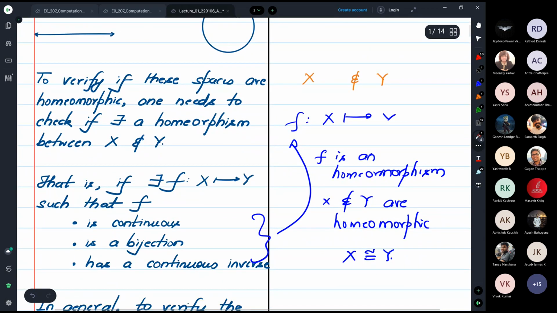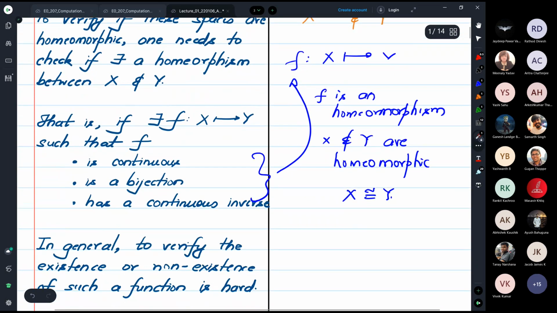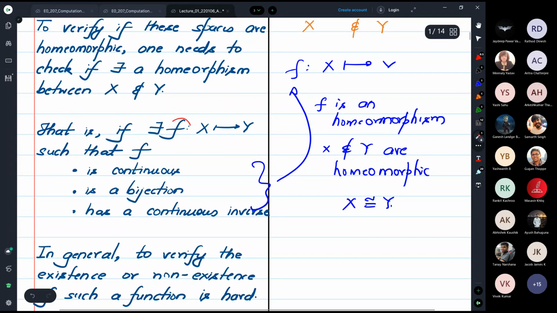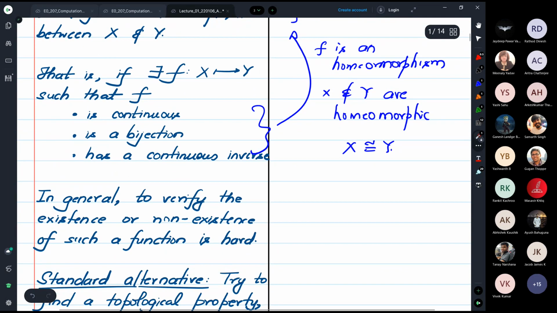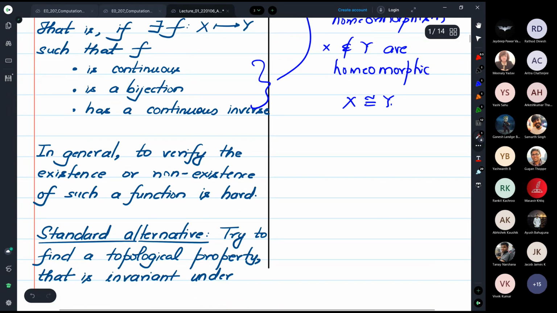So in order to verify if these two spaces in the example, that is x and y, are homeomorphic or not, one would need to check whether such a function exists or not, right? In general, to verify whether such a function exists or not is quite hard. So I hope the context is clear. The goal is to check if two spaces are one and the same, right? More formally, whether they are homeomorphic. And in order to answer this question, one has to verify the existence or non-existence of a homeomorphism, a function that satisfies these three properties. However, this in general is hard, right?